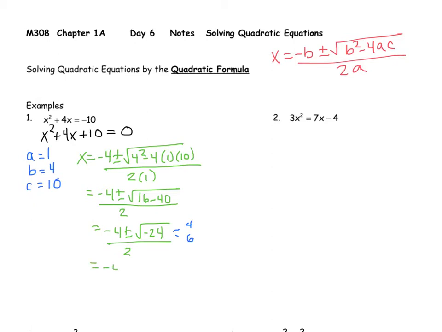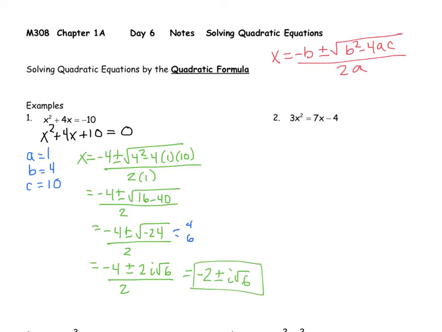So since we also know the perfect square that goes into 24 is 4, I'm looking at negative 4 plus or minus 2i root 6 all over 2. And then, since negative 4, 2, and 2 are all divisible by the same thing, they're all divisible by 2, I can simplify my final answer to be negative 2 plus or minus i root 6.